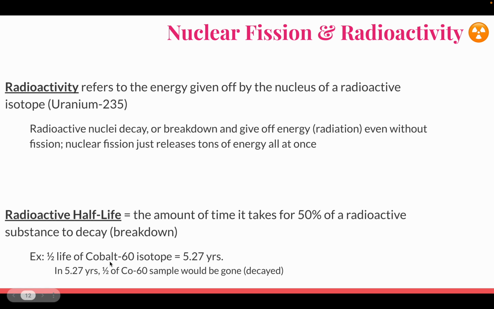So here we have an example, cobalt-60, that's the isotope, has a half-life of 5.27 years. So in 5.27 years, half of your cobalt-60 will be gone. It won't be cobalt-60 anymore. It'll be something else. So if you started off with 500 grams of cobalt-60, in a little over 5 years, you'll have 250 grams. And in another 5 years, you'll have about 125 grams. And in another 5 years, you'll have about 60 some odd grams. You'll never completely get rid of it. You'll just get very close to zero.